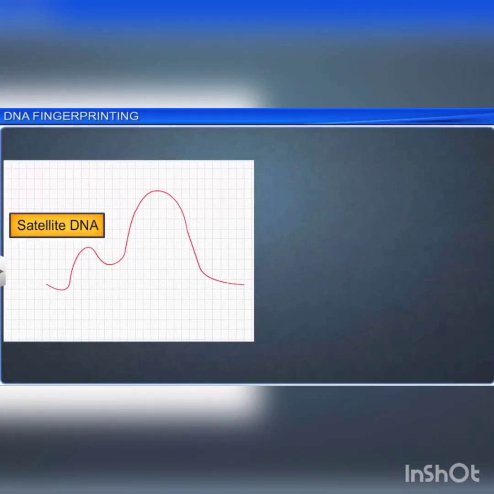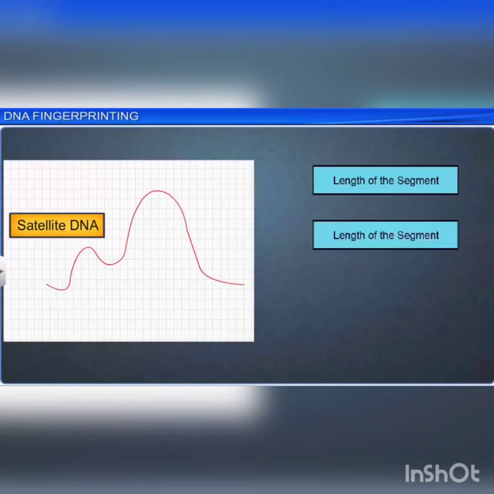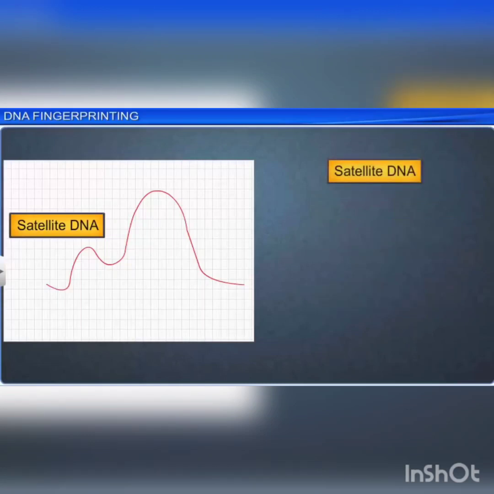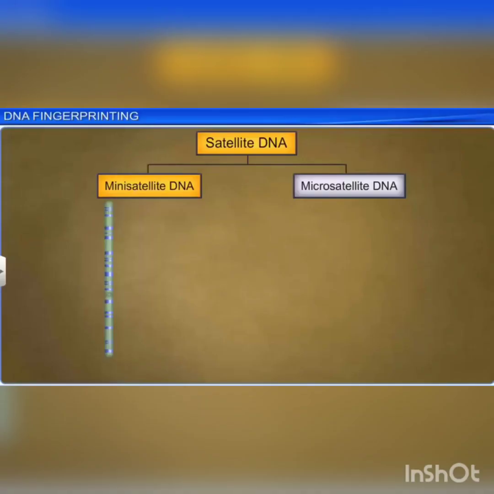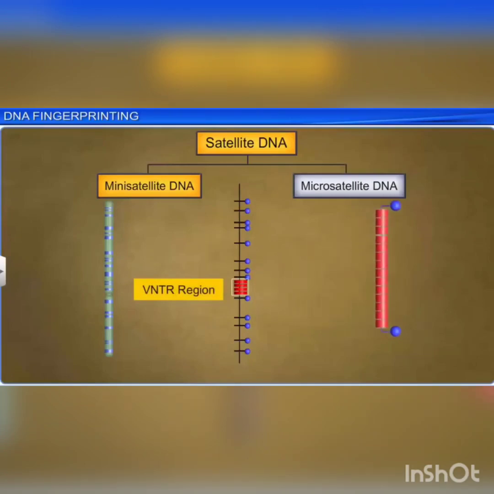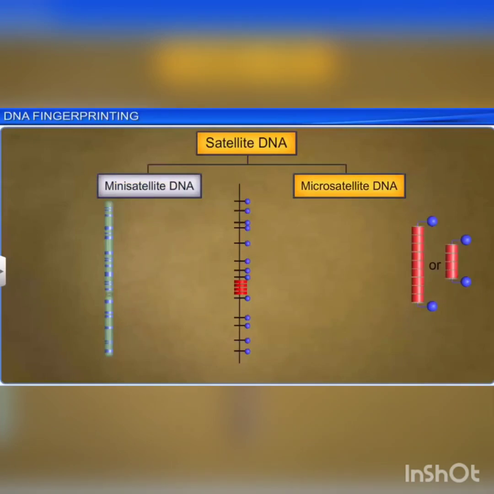Based on the length of the segment, base composition, and number of repetitive units, satellite DNA can be classified as mini-satellite DNA and microsatellite DNA. Mini-satellite is a section of DNA which has a variable number of tandem repeats, or VNTR. It has sequences of 15 to 100 base pairs repeated hundreds or thousands of times. On the other hand, microsatellite is a section of DNA which has tandem repeats of shorter sequences of 2 to 10 base pairs.